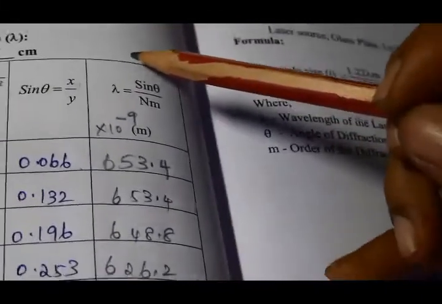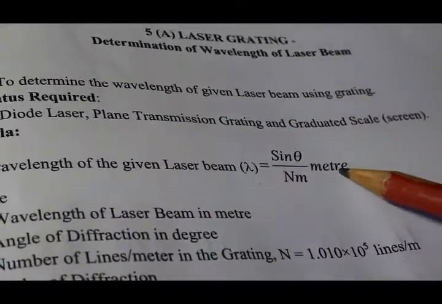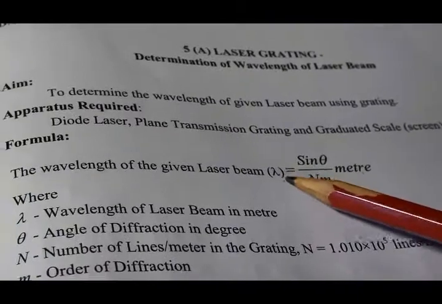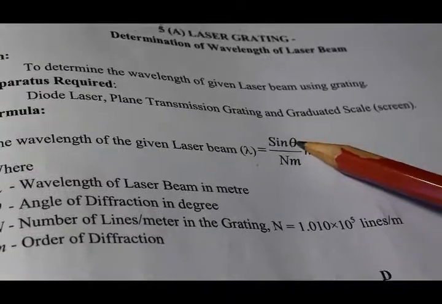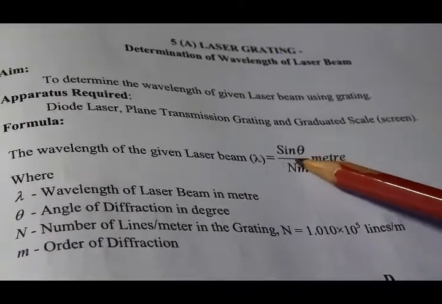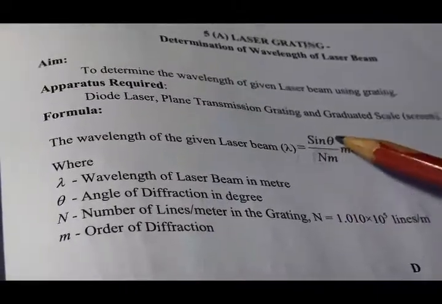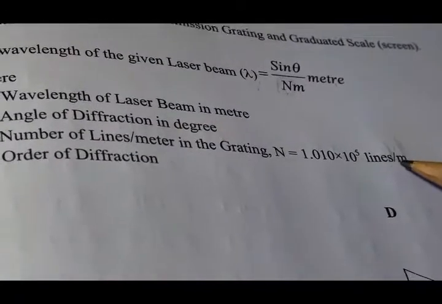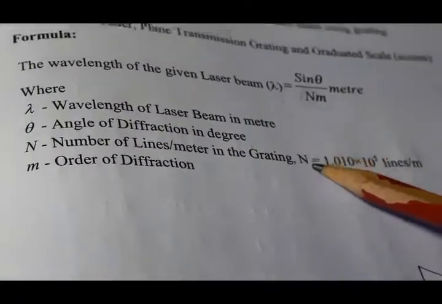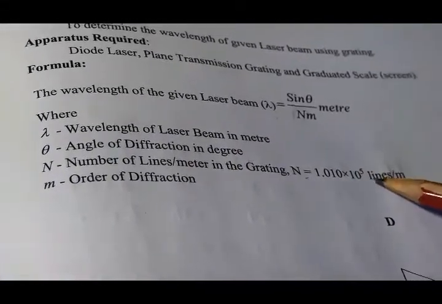The formula for the wavelength of the laser beam is lambda is equal to sin theta by nm meter. Where lambda is the wavelength of the laser beam, which is in meters, theta is the angle of diffraction, which is in degrees, and n is the number of lines drawn in the grating element. So for 2500 lines per inch, we have to convert to lines per meter. So when it is converted to lines per meter, you will arrive at n equal to 1.010 into 10 power 5 lines per meter.